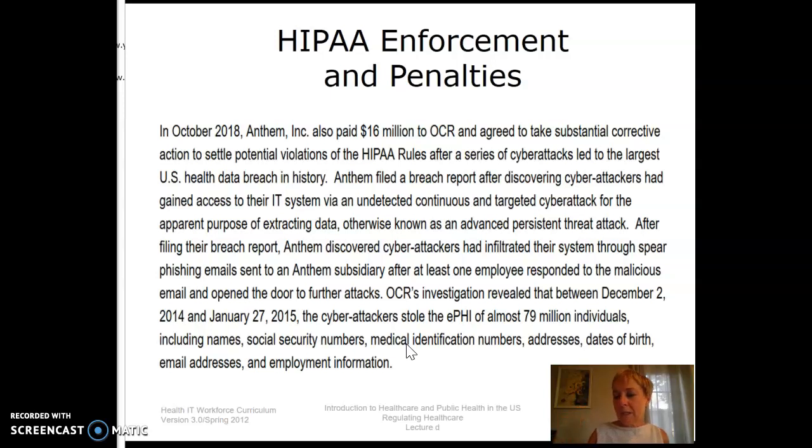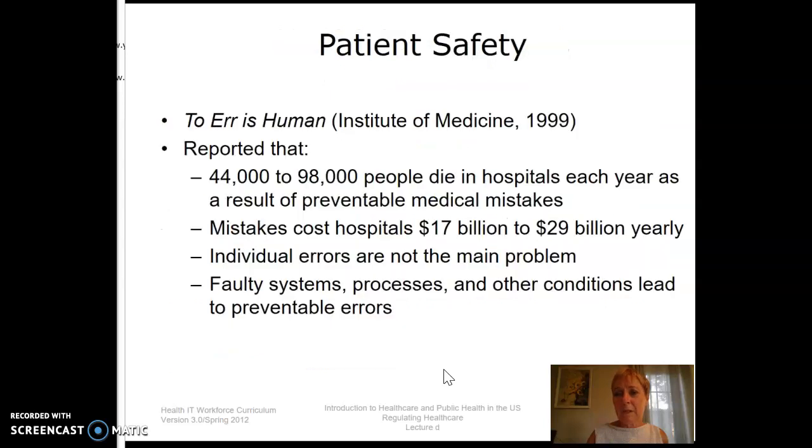This one had the PHI of an estimated 79 million people impacted in this type of breach. So you can see why the penalty is what it was. So patient safety. This is another component of that.